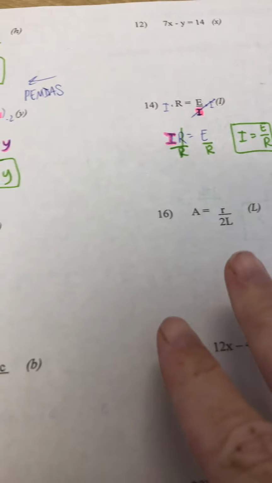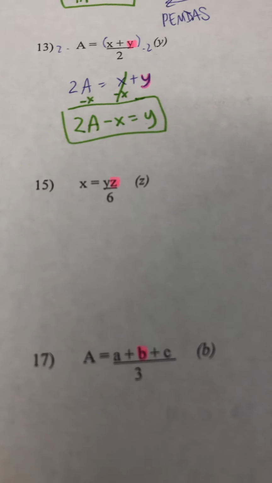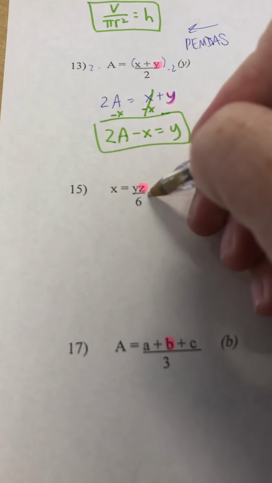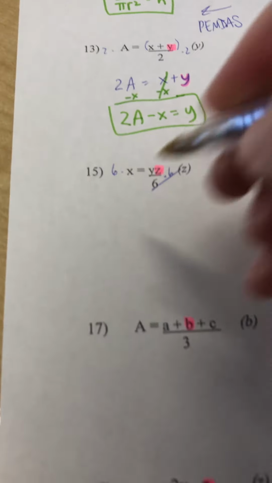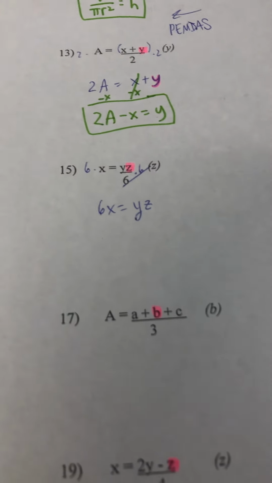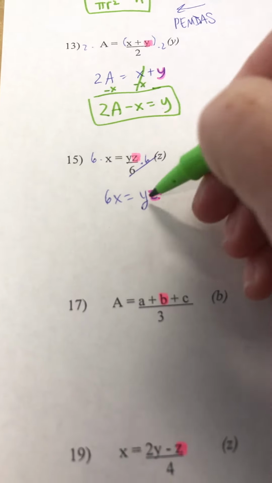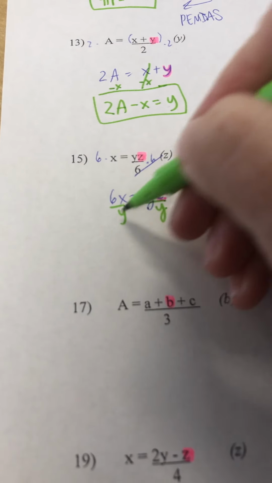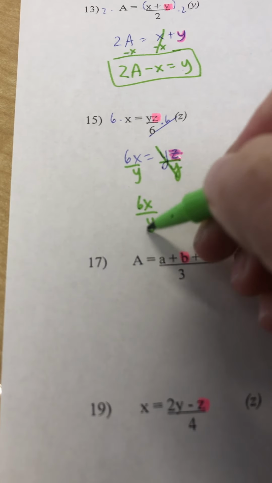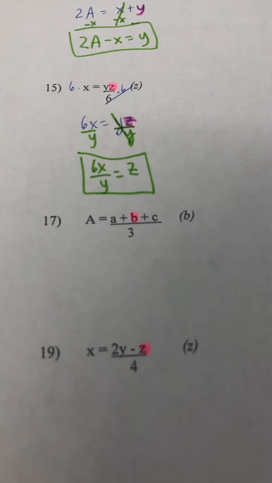All right, back to what we were doing. Sorry. So right here, that was a little bonus for you. So right here we have y times z divided by 6, so we would multiply by 6 on both sides. So 6x equals y times z. We want z by itself though. It says y times z, so we're going to divide both sides by y. And so 6x over y, nothing cancels, nothing simplifies, it's just what it is.